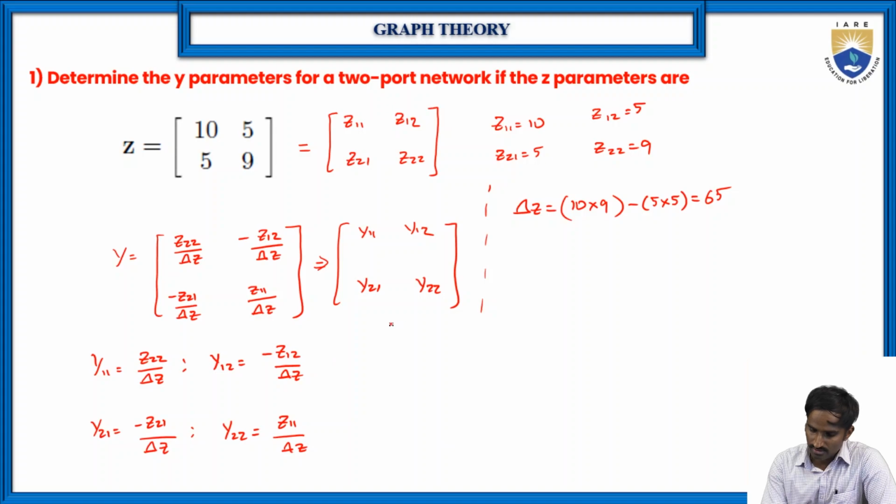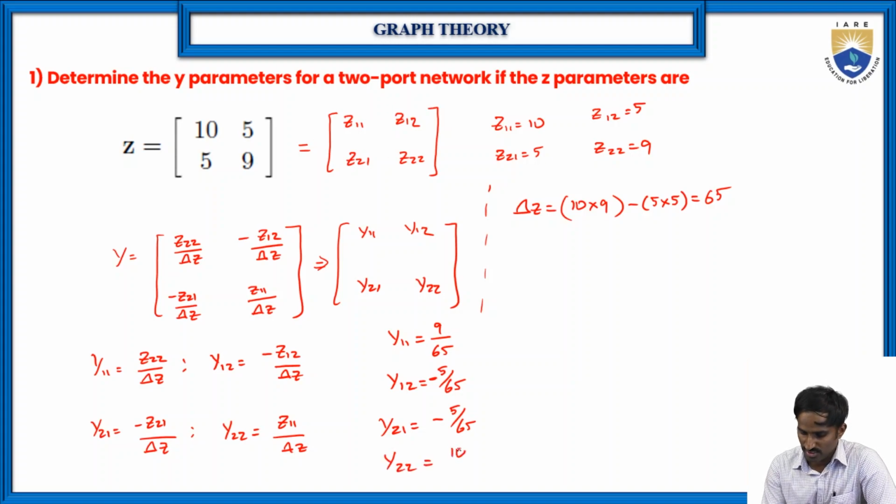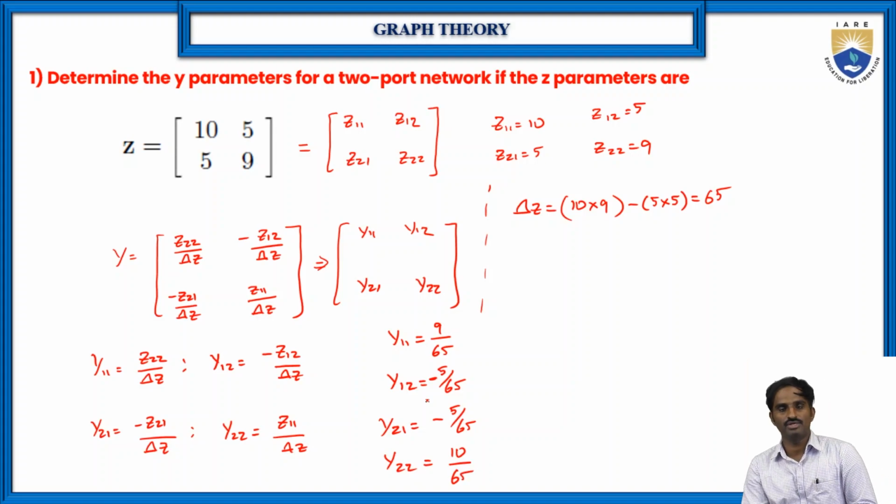Then substitute here. y11 is equal to z22 by delta z. What is z22? 9. So 9 by 65. Similarly, y12 is equal to minus z12 by delta z. z12 is 5, so 5 by 65, and of course it is minus. Then similarly, y21 is equal to minus z21, again 5 by 65, so minus 5 by 65. Then y22 is equal to z11, which is 10 by 65. These are the values of y11, y12, y21 and y22.